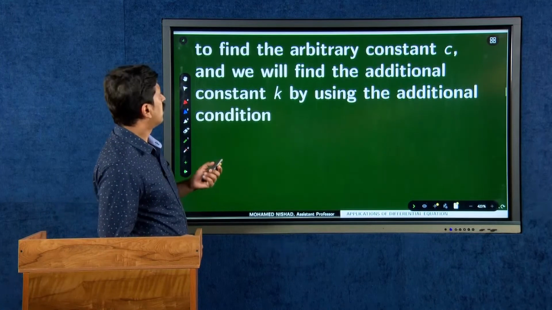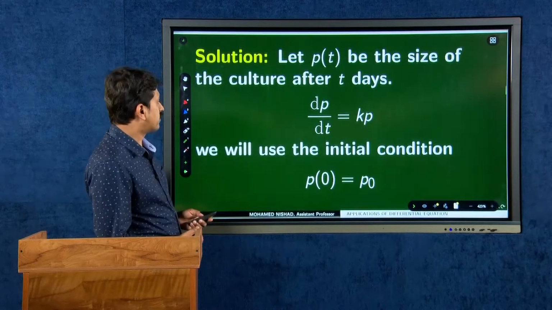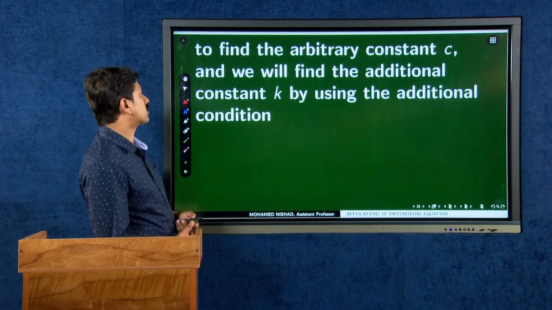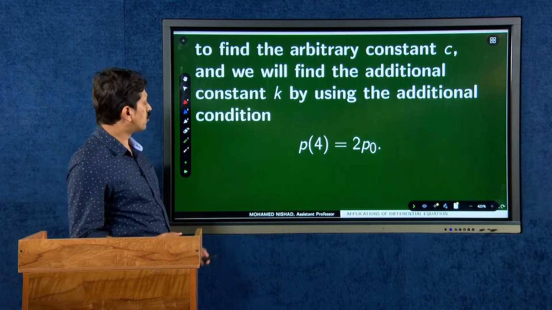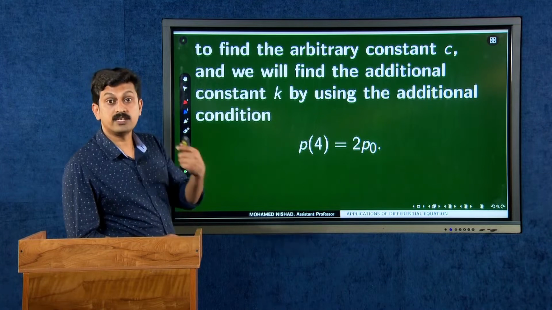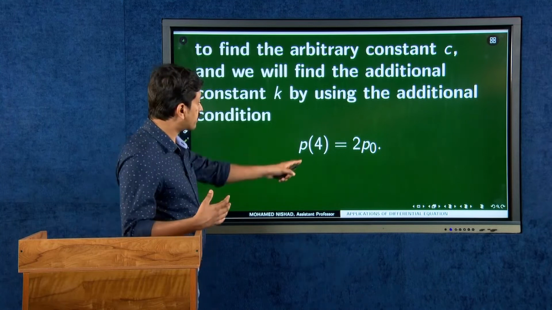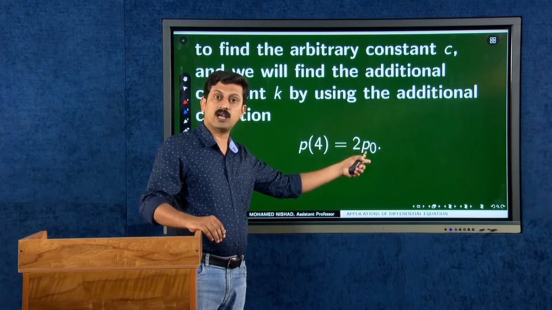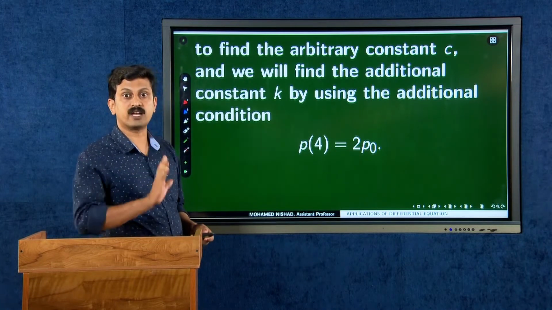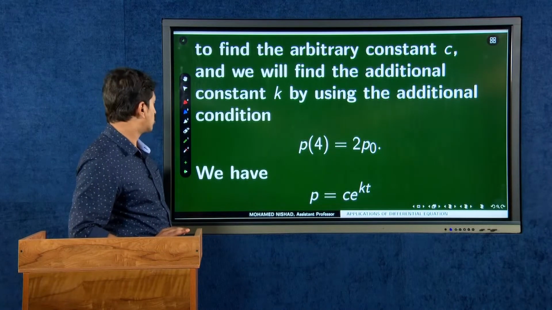See, dear students, we have to find the arbitrary constant. So, we will find the additional constant k by using the additional condition. Here it is given that the additional condition is P of 4, it will double from the initial condition after 4 days. If t is equal to 4, after 4 days, the initial value will be doubled. P naught is the initial status of the bacteria. So, we have P of 4 is equal to 2 P naught.